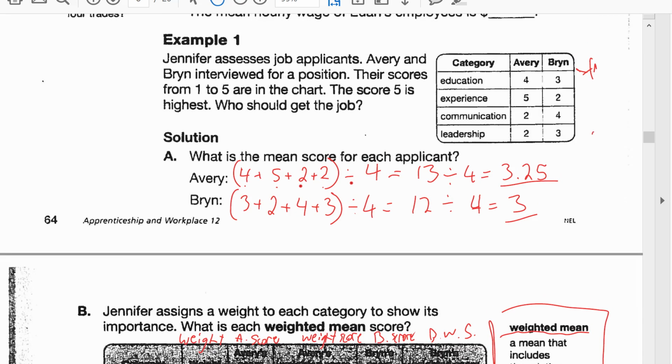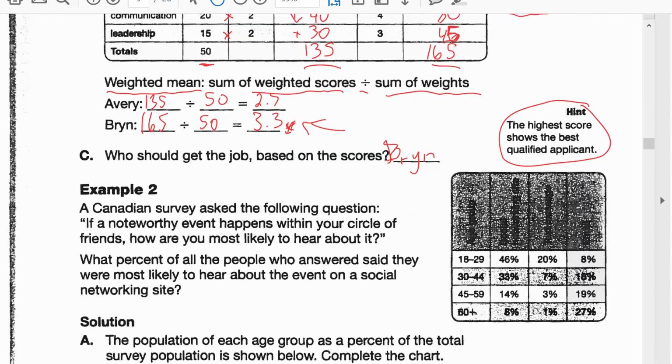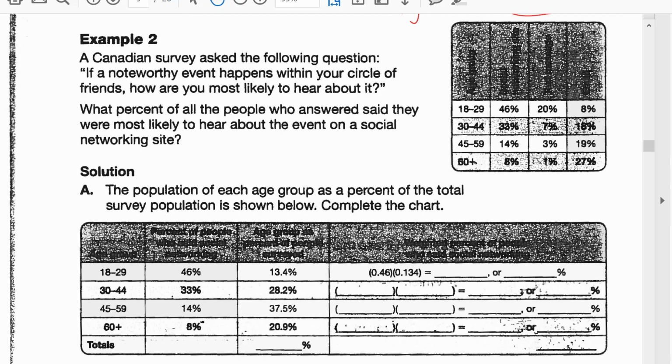But that's because if you look at this chart up here, Avery did score more on average, but Jennifer said that communication and leadership is more important. So Bryn actually outscored Avery when you weight the categories. Cool. Okay, moving on to example 2.